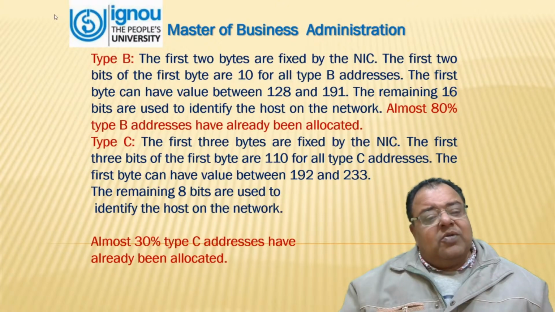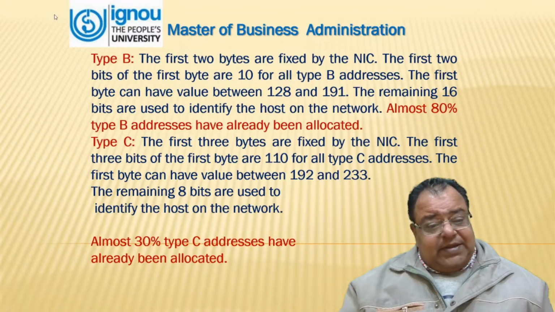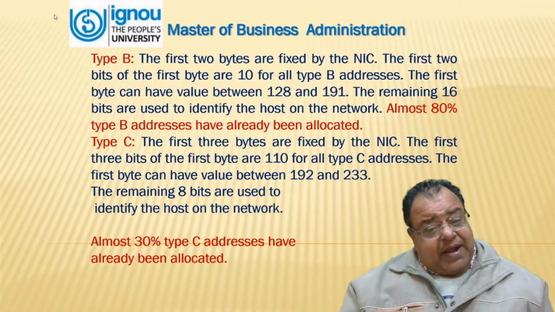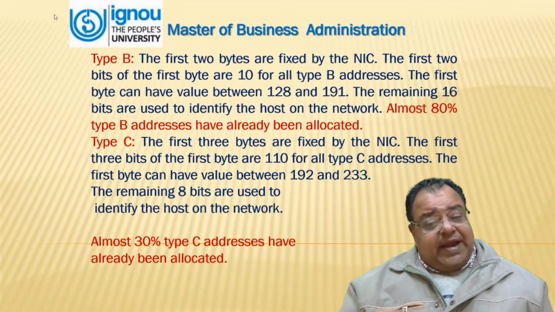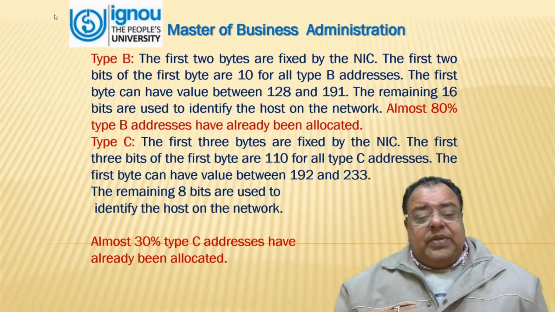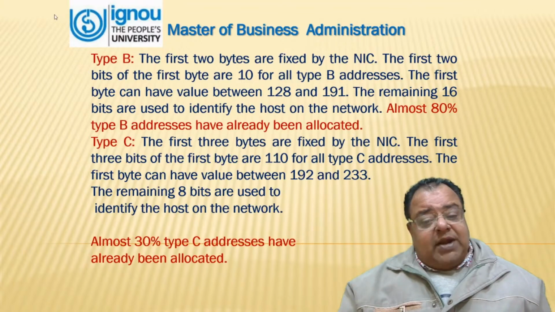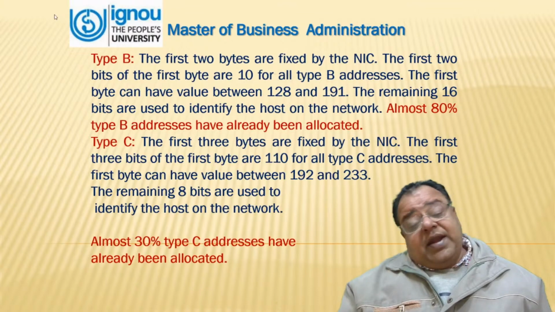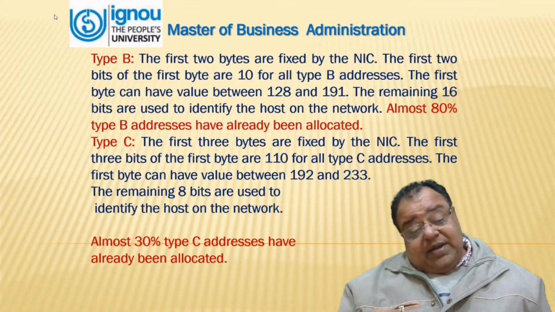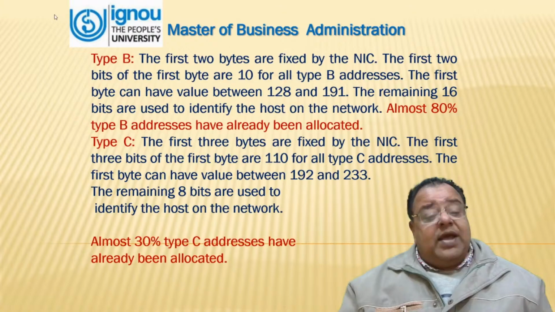Now we move on to type C. The first three bits are fixed by NIC. The first three bits of the first byte are 110 for all C addresses. The first byte can have a value between 192 and 223, and the remaining 8 bits are used to identify the host on the network. Almost 30% of the C addresses have already been allocated.